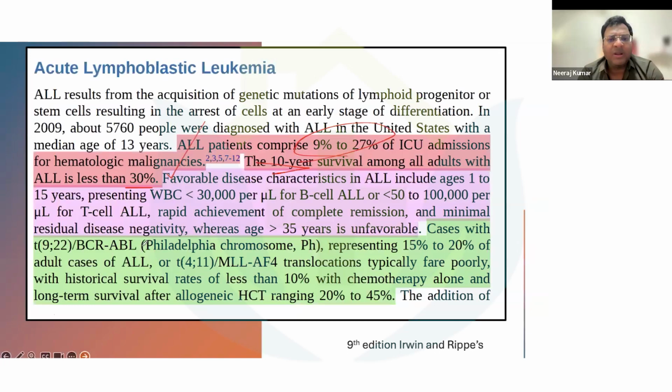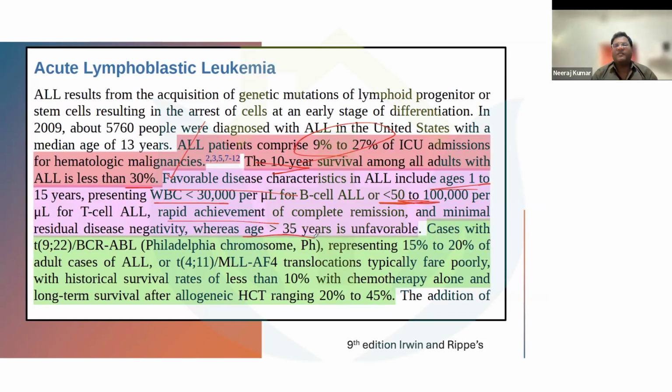Coming to the next statement: the favorable disease outcome is age 1 to 15 years. If your patient has a WBC count of less than 30,000 for B cell ALL, or less than 50,000 to 1 lakh per microliter for T cell ALL. Rapid achievement of complete remission is another favorable factor, and minimal residual disease negativity is favorable.